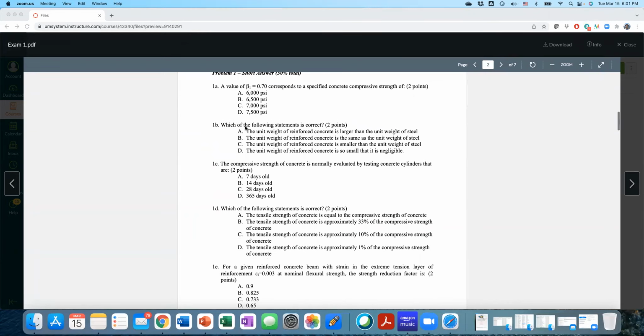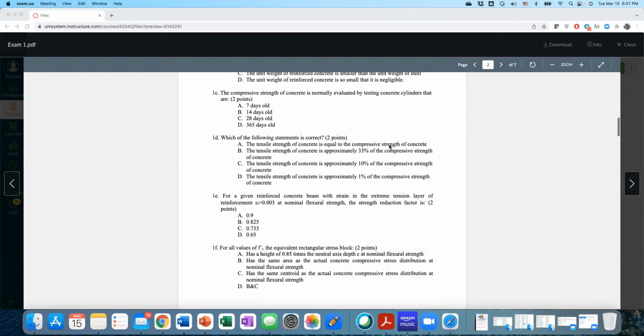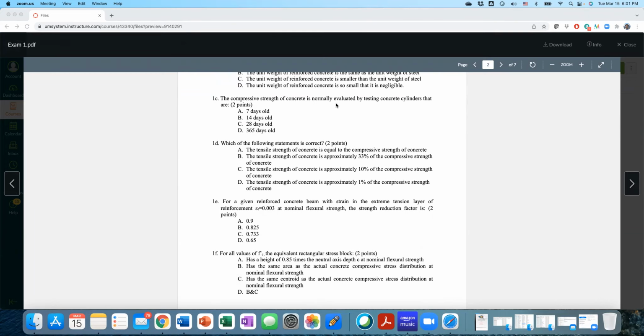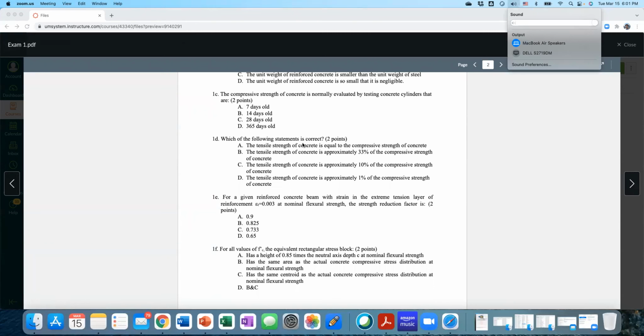The second one: which of the following statements is correct? Unit weight of reinforced concrete and unit weight of steel, which one is higher? Of course, right? Unit weight of steel is much higher, right? So which is the time for the normal concrete cylinder test to be evaluated at? 7, 14, 28, 365. Normally we go with 28 days, right? So answer C here.